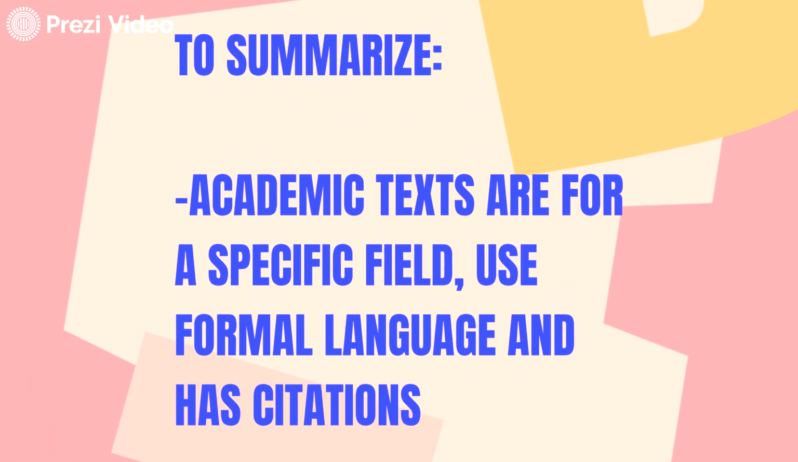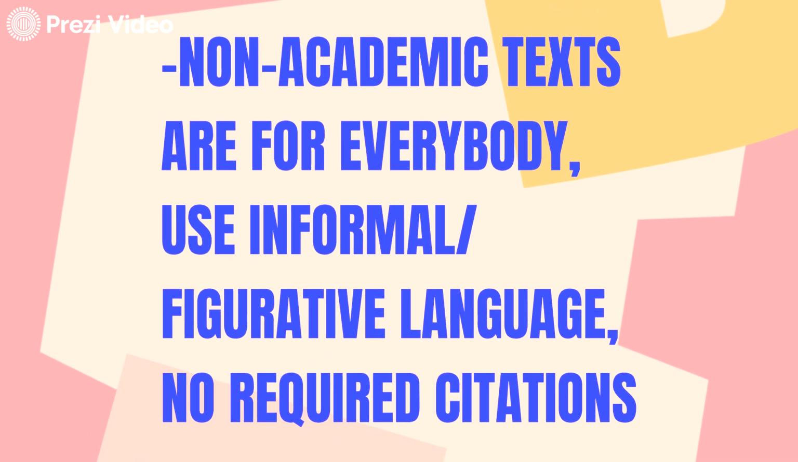So, to summarize, academic texts are used for a specific field, they are written under a specific field, and they are written by experts of that specific field. They use formal language, and the use of citations is a definite must. Non-academic texts, on the other hand, are for everybody and may not be written by an expert, and they use informal or figurative language, and thus the use of citations might not be required for all types of non-academic texts.